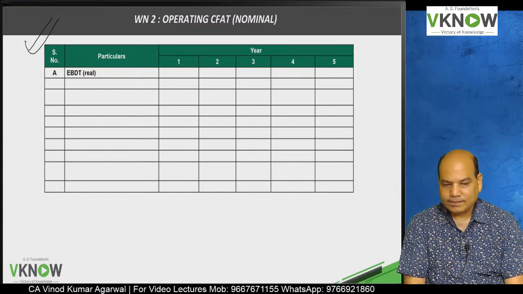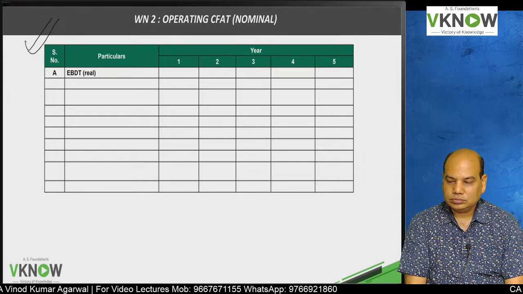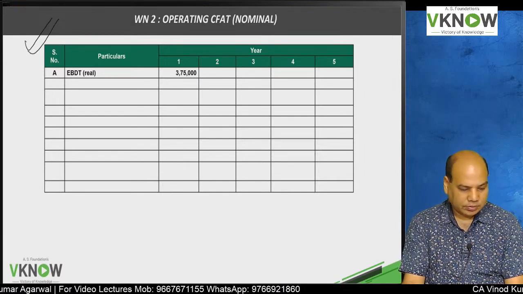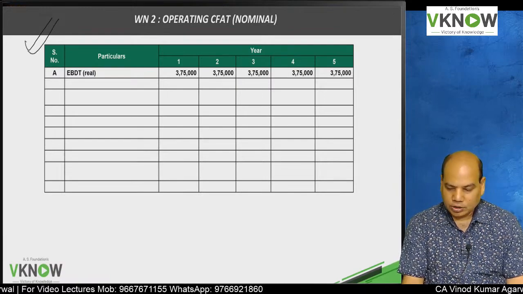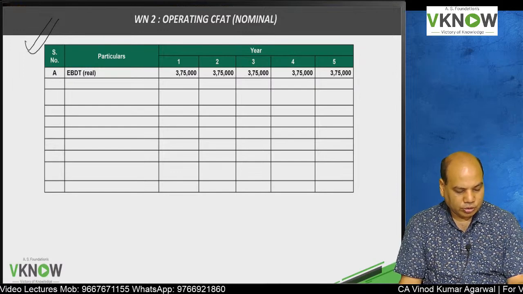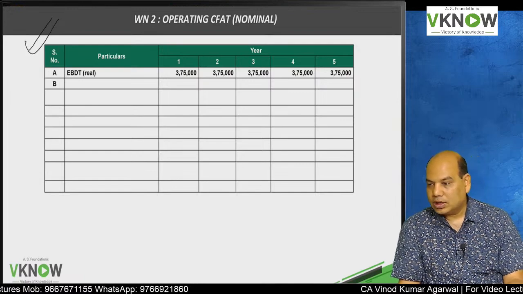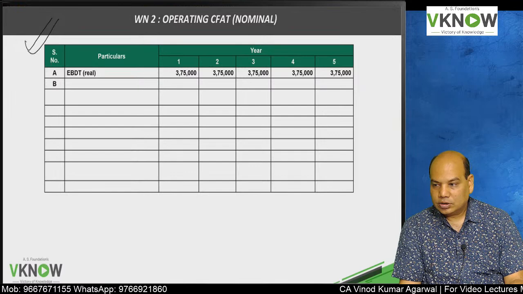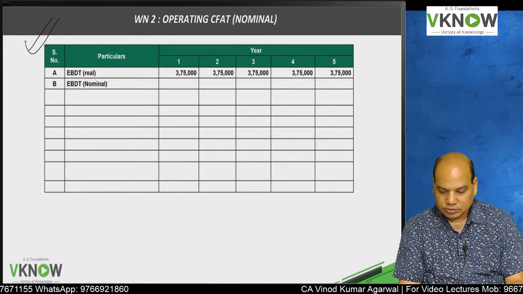First point A, EBDT. EBDT real, given in the first few lines only. Keep the notes in front of you. Without notes you will not be able to understand. 3,75,000 real. For nominal, I have to add inflation 4%.